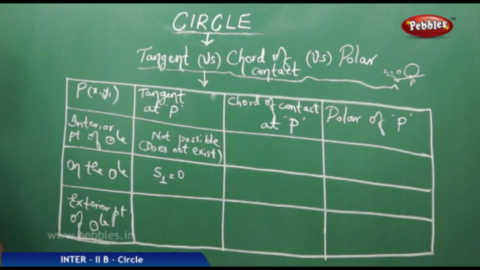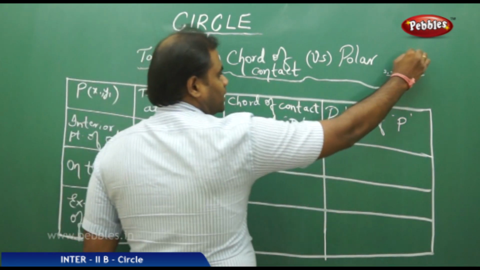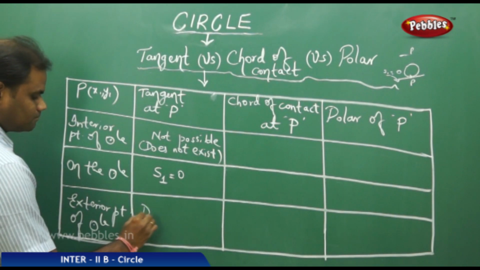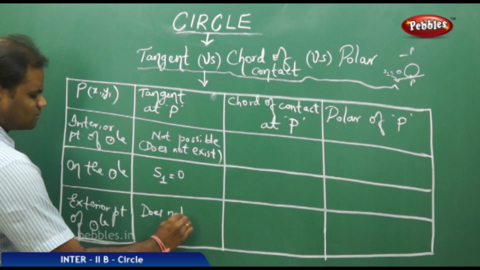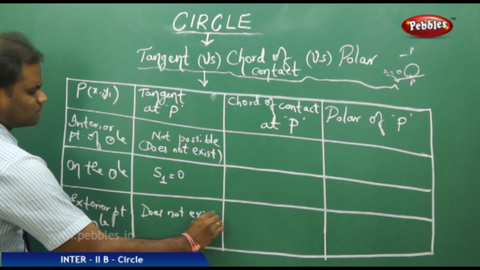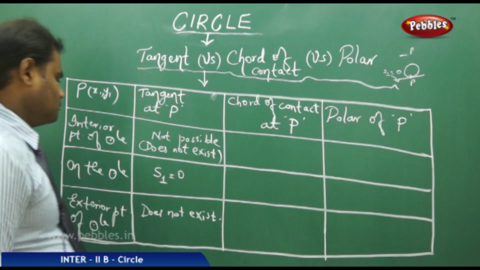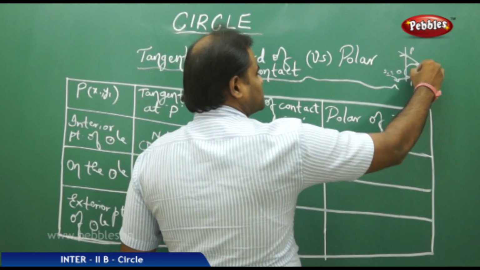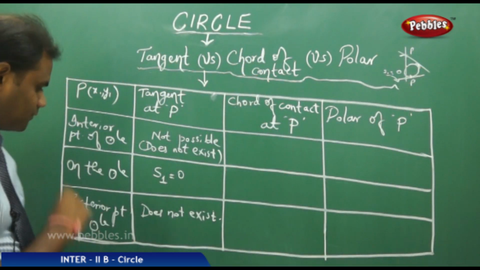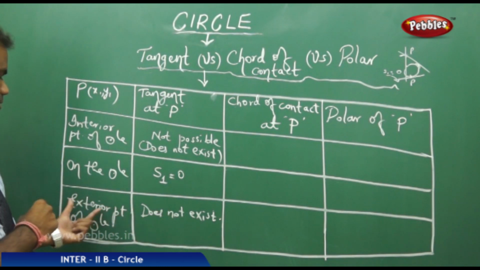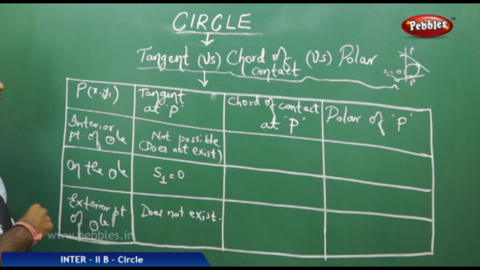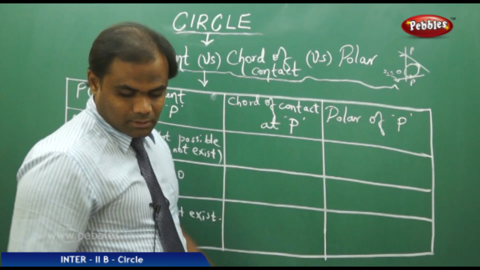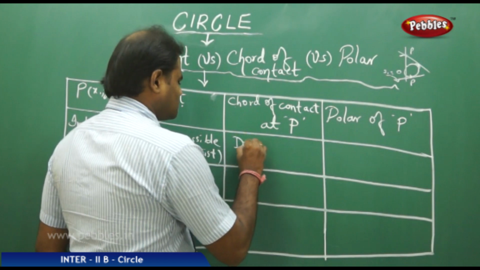Now for an exterior point, we cannot draw the tangent for any point outside, therefore it does not exist. But of course you have a pair of tangents which you can draw, but you cannot draw a tangent to the circle directly, and therefore the tangent does not exist for an exterior point of the circle. Similarly, the chord of contact for a point inside the circle does not exist.